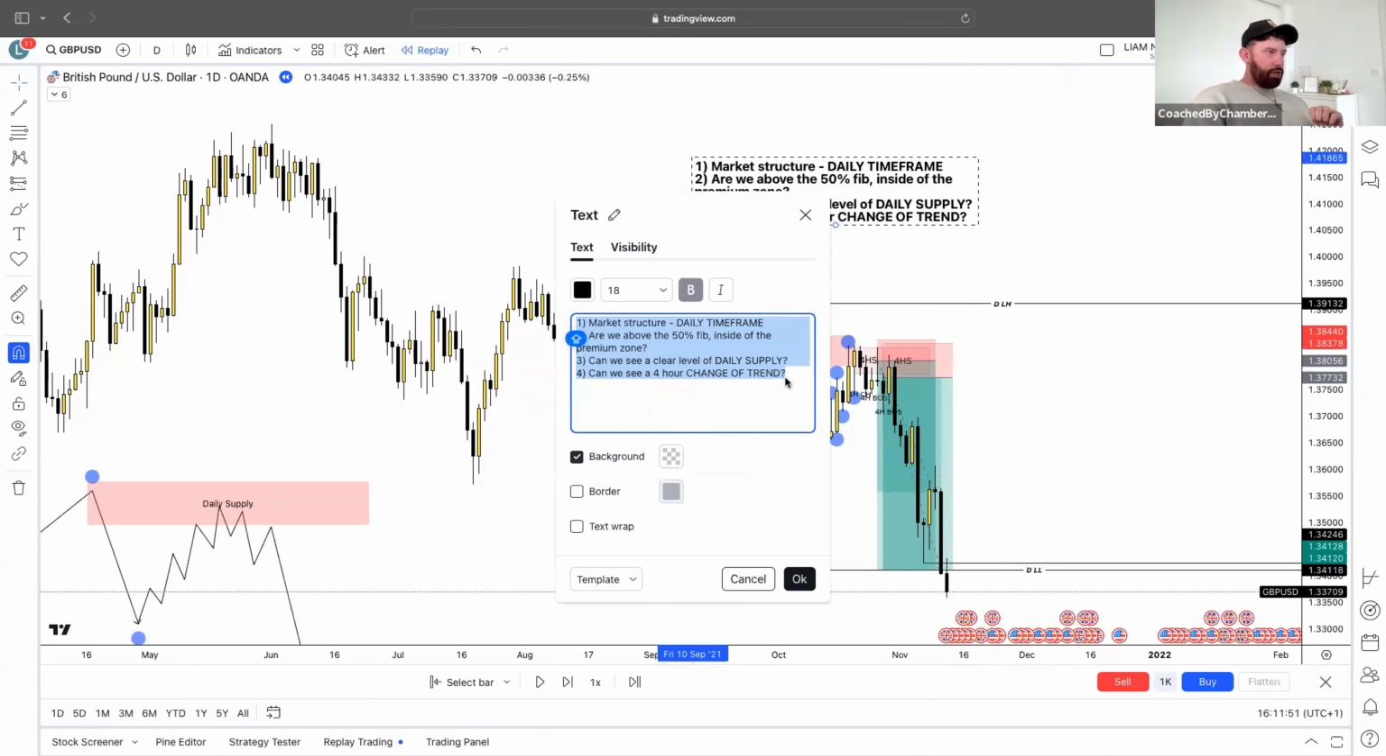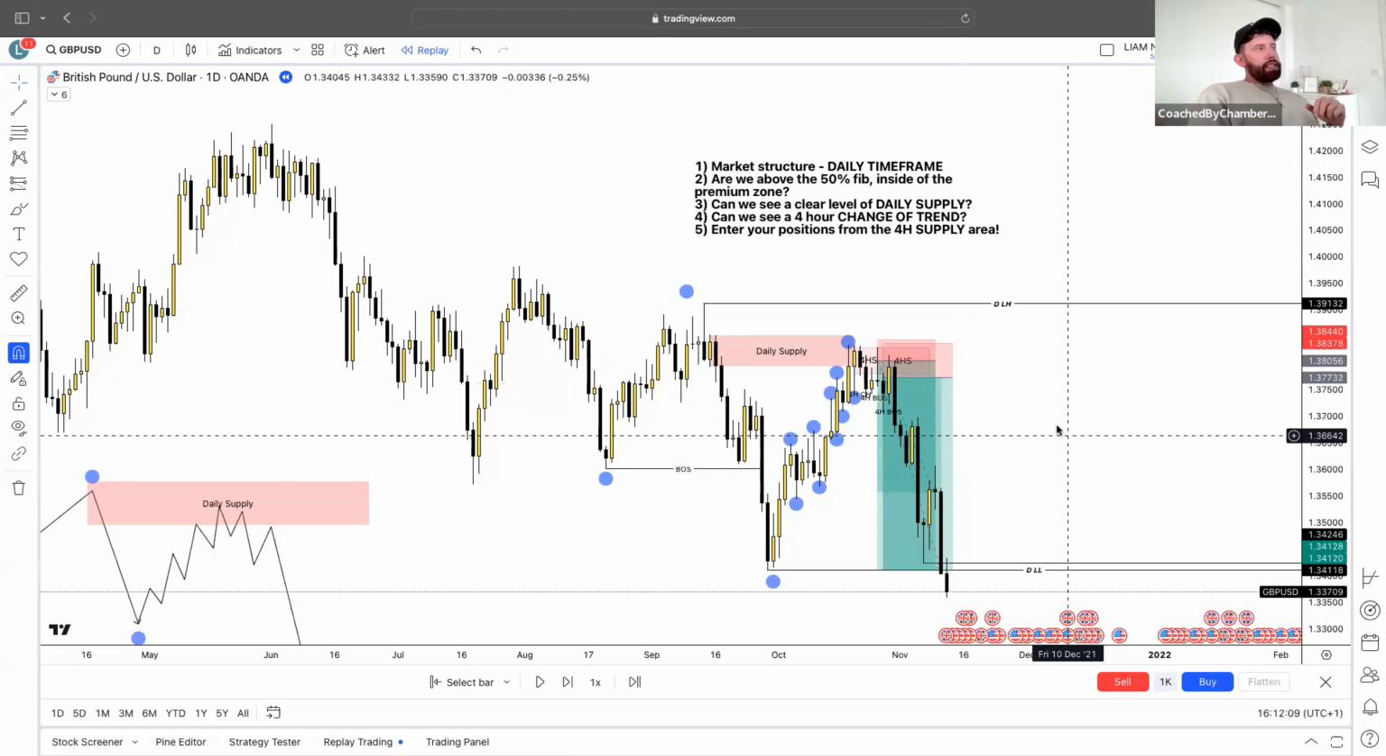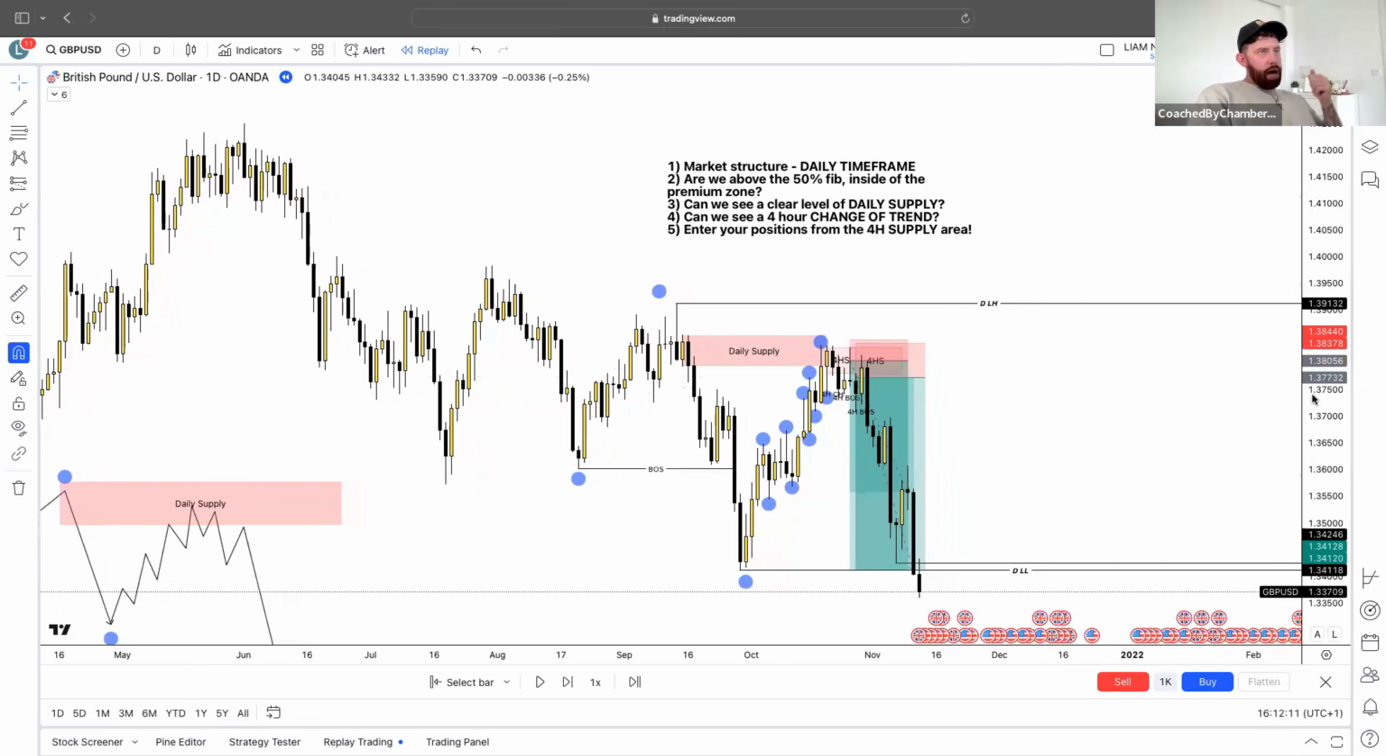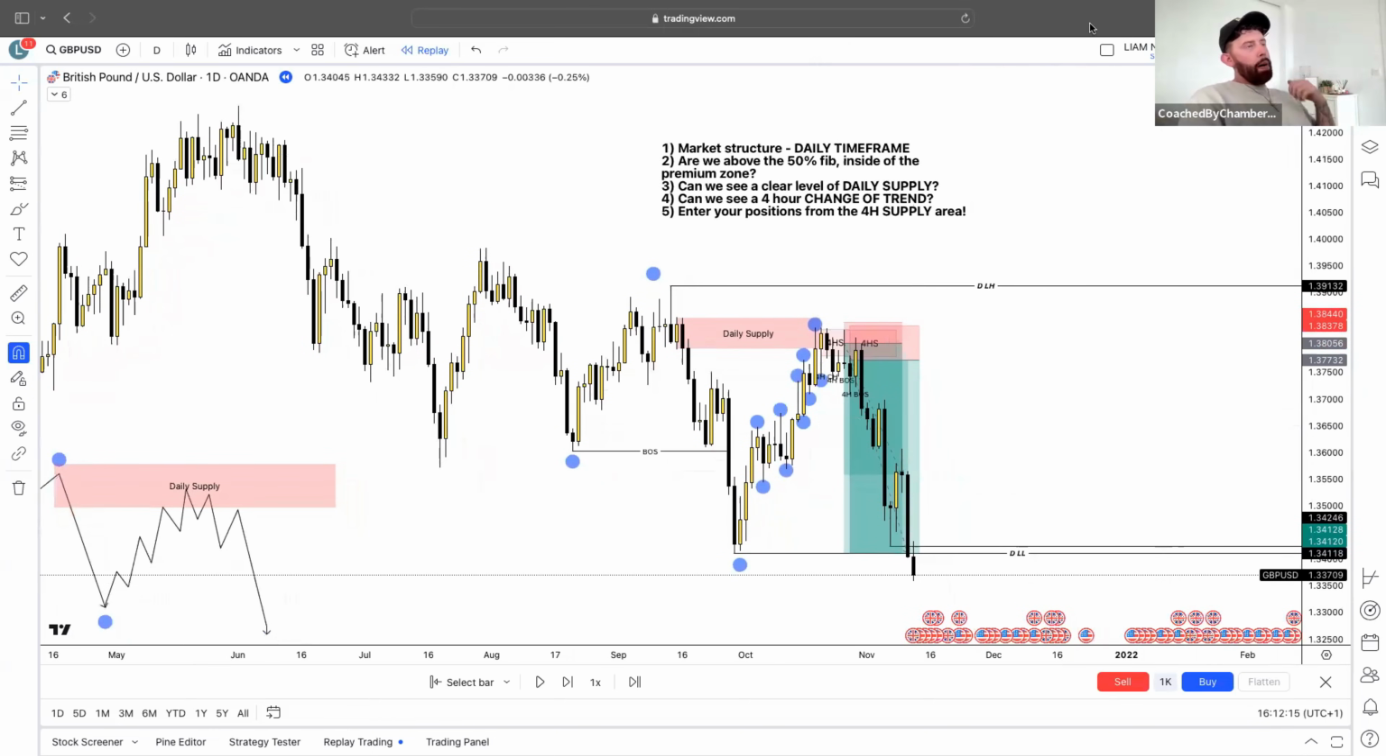And then when we get that change of trend, step 5, enter your positions from the 4-hour supply area. Bam. And then that's how you guys can simply utilize market structure plus supply and demand to your favor to become a profitable trader in 2025.